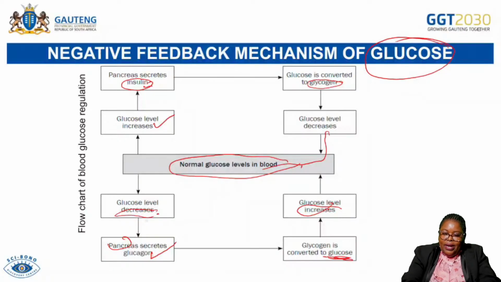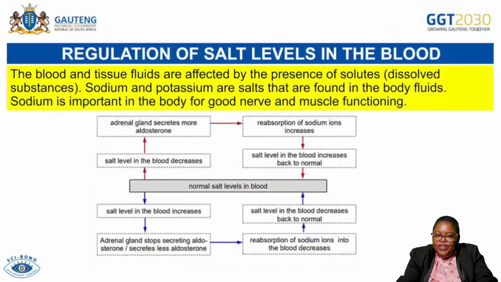How does that happen? Don't forget, the pancreas secretes what? Glucagon if the glucose level is low, and then glycogen is converted to glucose, and the glucose level is going to increase and go back to normal. That is negative feedback, right?